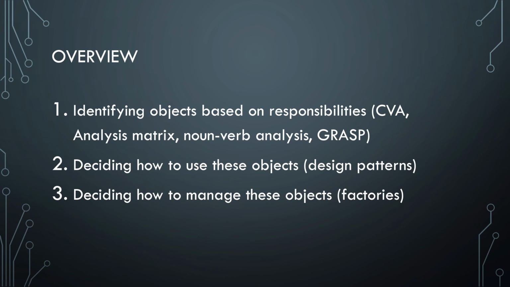What we've seen in the design process now is that we have a part that is about identifying which objects there are based on responsibilities. We've seen several useful tools for that, such as CVA, analysis matrix, noun-verb analysis, and the GRASP principles as more generic guidelines. Design patterns help us create well-designed connections between these objects and determine how they are used. Finally, creational or factory patterns help us decide where objects are created and how they are managed.